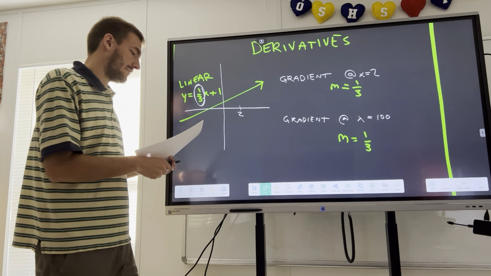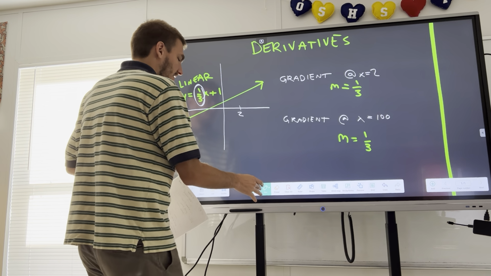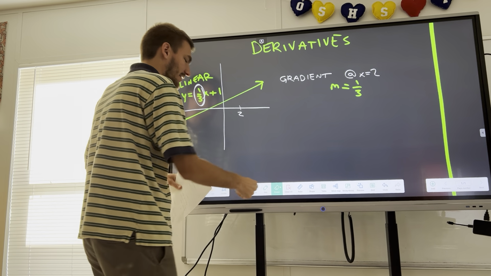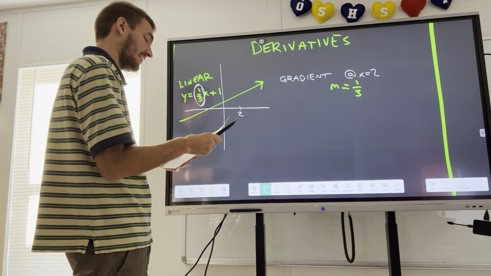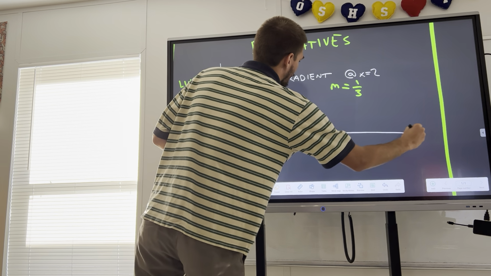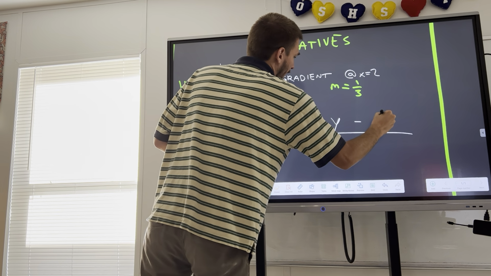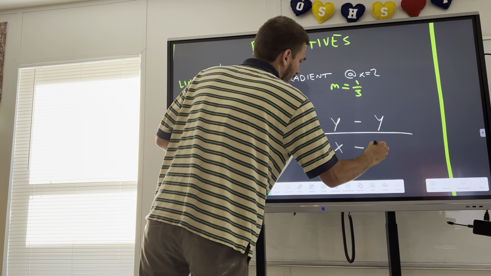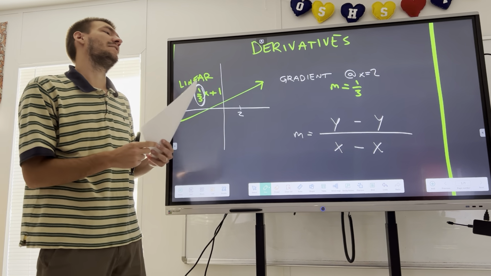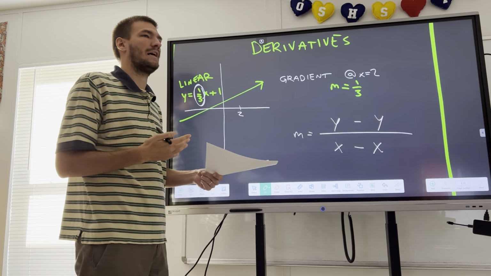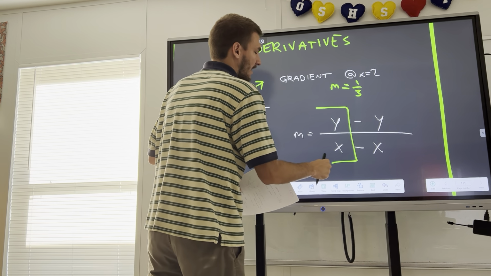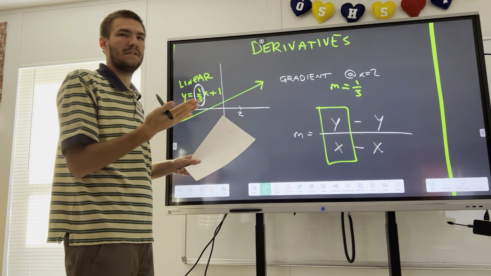We are gonna wanna make sure that we know the gradient formula, which again, I'm still getting used to calling it the gradient formula. It seems like they're very serious about that, which is m equals fraction y minus y over x minus x. It's rise over run. Make sure, you'll see sometimes a bunch of 1s and 2s on this formula.